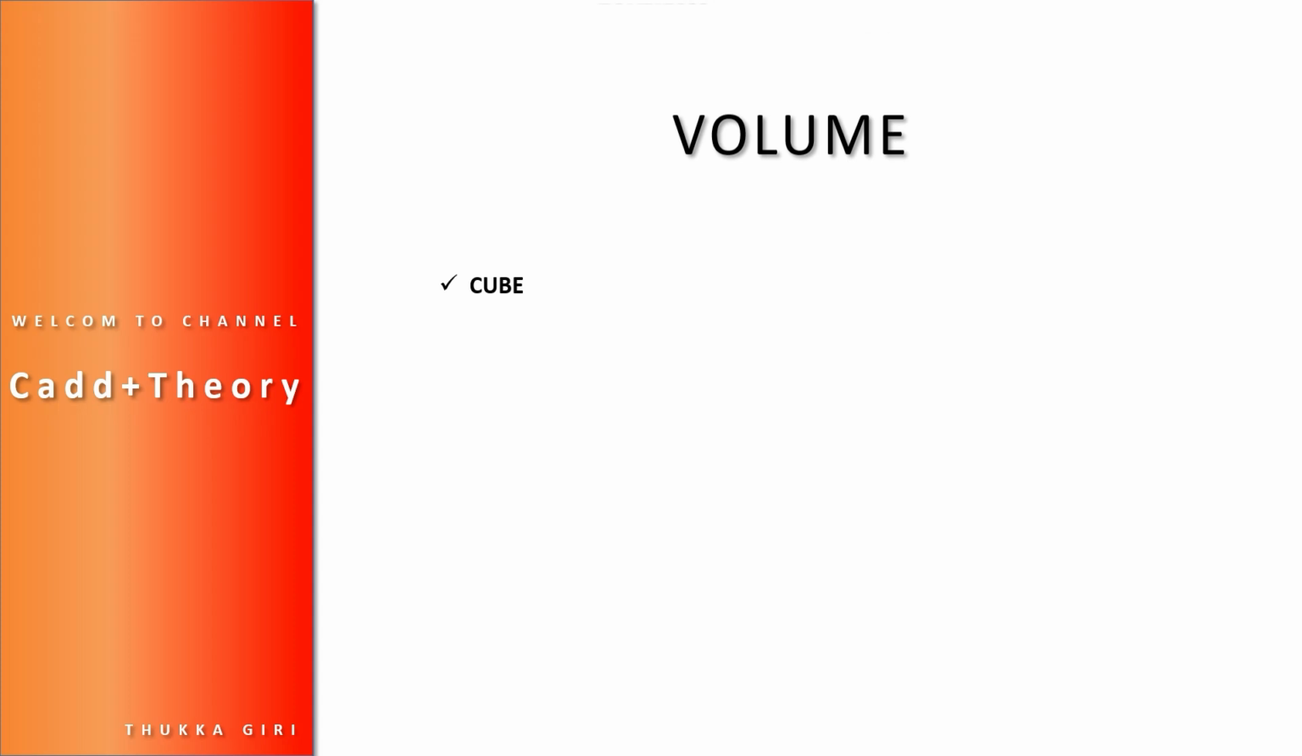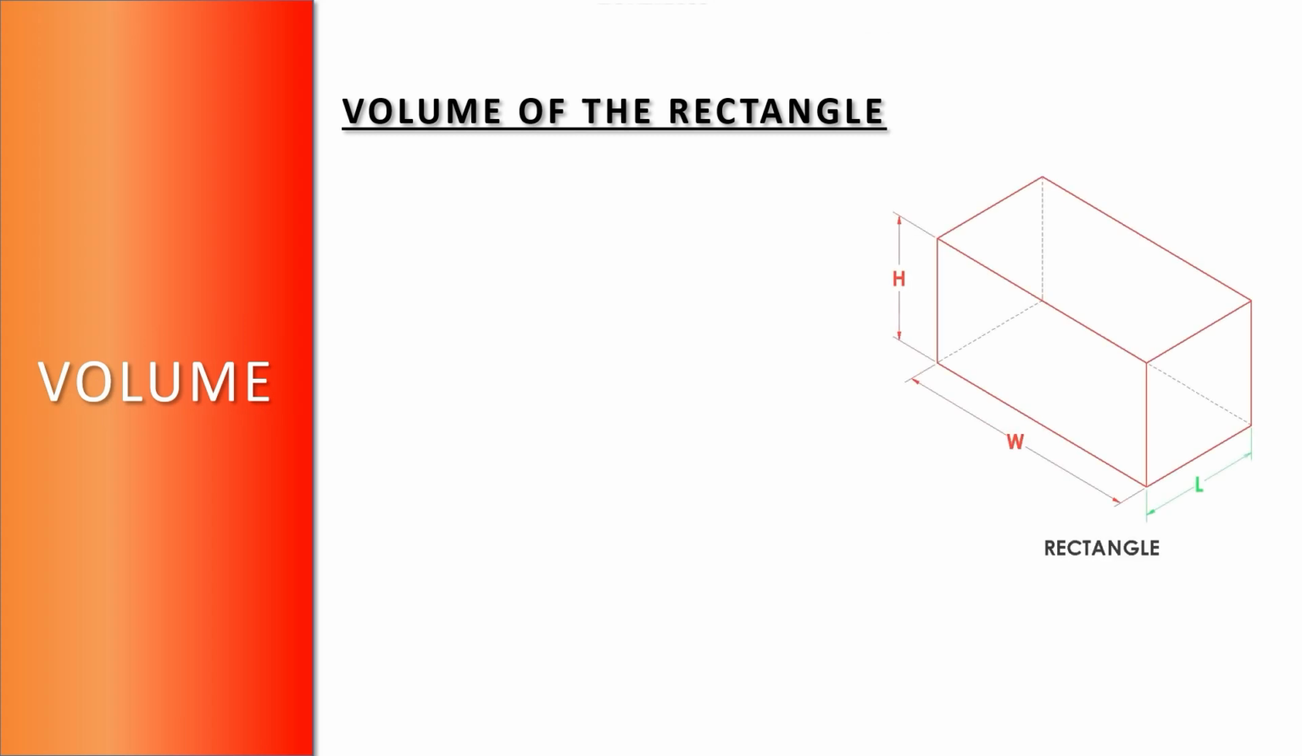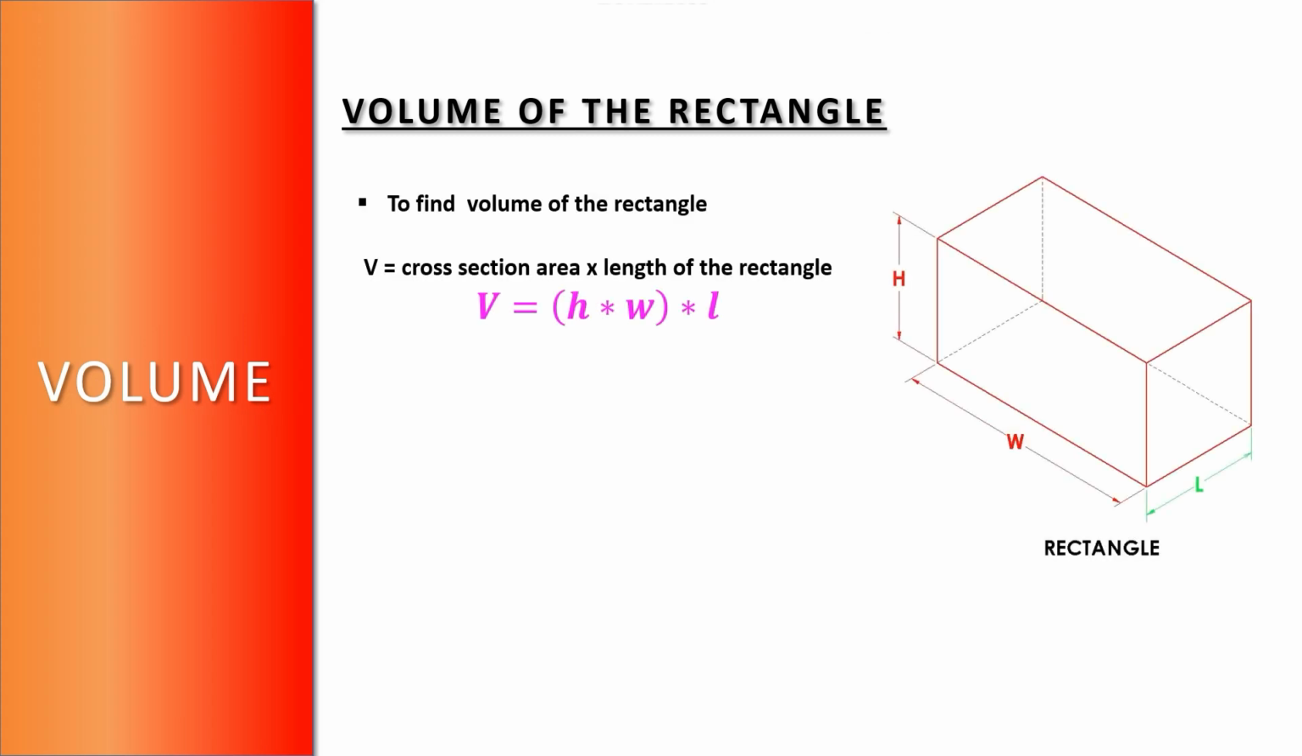In the last video, we discussed the volume of the cube. Today, we will discuss the volume of the rectangle. To find the volume of the rectangle, we need to multiply the cross-sectional area by the length of the rectangle. That is, the cross-sectional area is the height of the rectangle and the width of the rectangle, multiplied by the length of the rectangle. That is, V equals H W L. Units is cubic centimeter. By using this equation, we will find the volume of the rectangle.